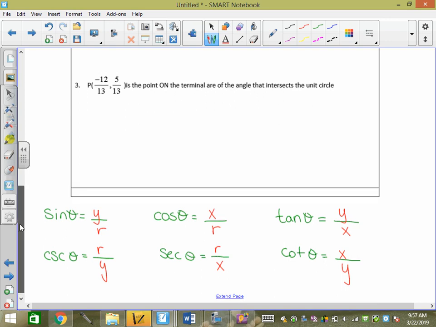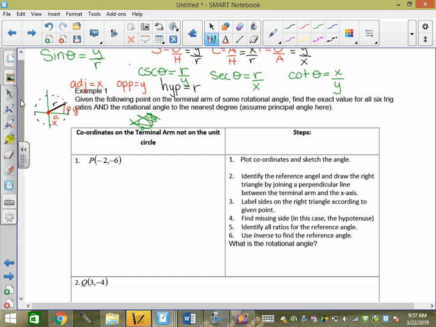Knowing that, let's go to this. So example 1, given the following points on the terminal arm of some rotational angle, find the exact value for all 6 trig ratios. So that's sine, cos, tan, cotangent, secant, cosecant. Exact values means not decimal. Okay? And we'll deal with the rotational angle later. We're just going to literally find the 6 trig ratios for now.